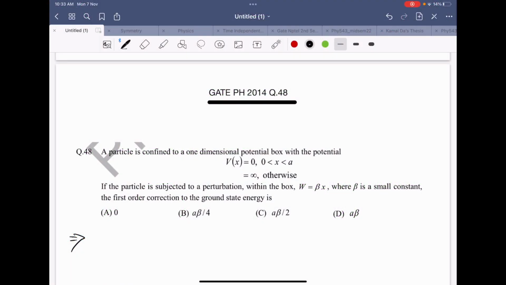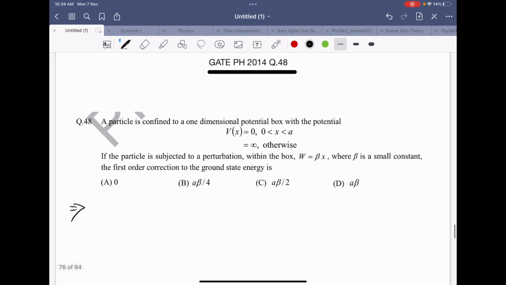In this video, we will solve GATE Physics 2014 question number 48. A particle is confined to a one-dimensional potential box with the potential V(x) equal to 0 for x in between 0 to a and infinity otherwise. If the particle is subjected to a perturbation within the box, W equal to beta x, where beta is a small constant, the first order correction to the ground state energy is.